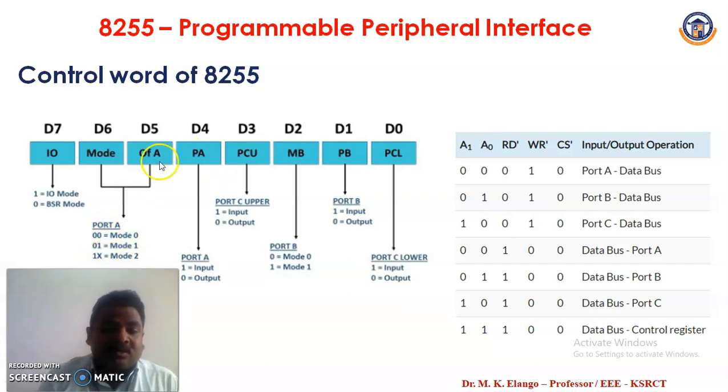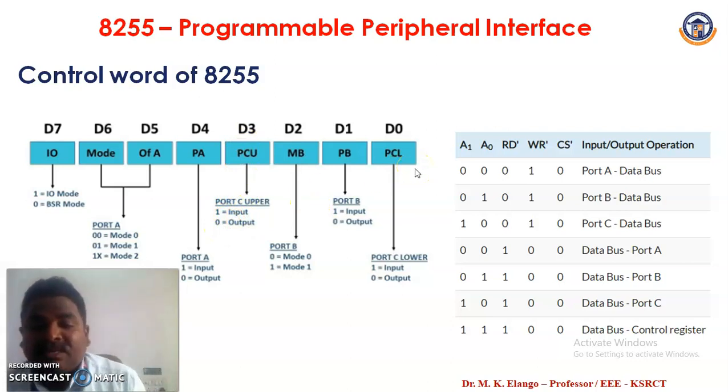And for this group A, port A will act as an input port when the D4th bit is 1, and port A is going to act as the output port when the D4th bit is 0. Similarly, port C upper and port A act together under the group A control. Port C upper is going to act as the input port when the D3rd bit is 1. Similarly, port C upper is going to act as the output port when the D3rd bit is 0.